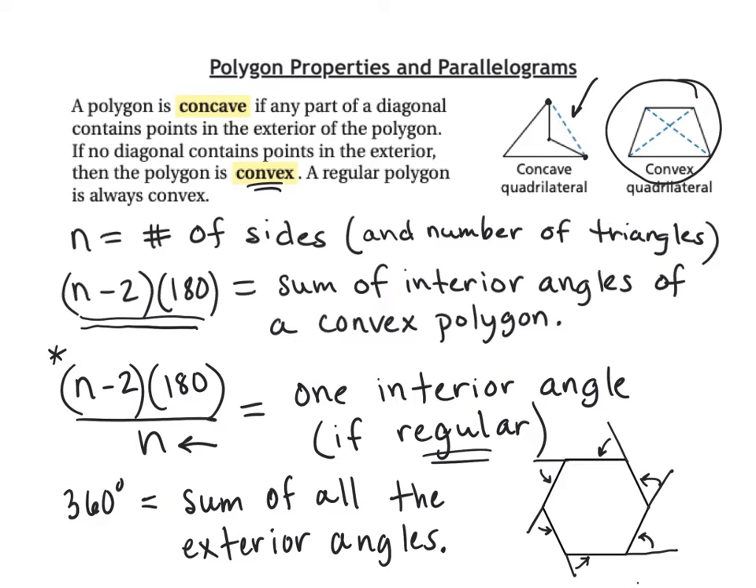The last thing to point out is that all the exterior angles in any convex polygon always, every single time, add to 360 degrees. Isn't that crazy?